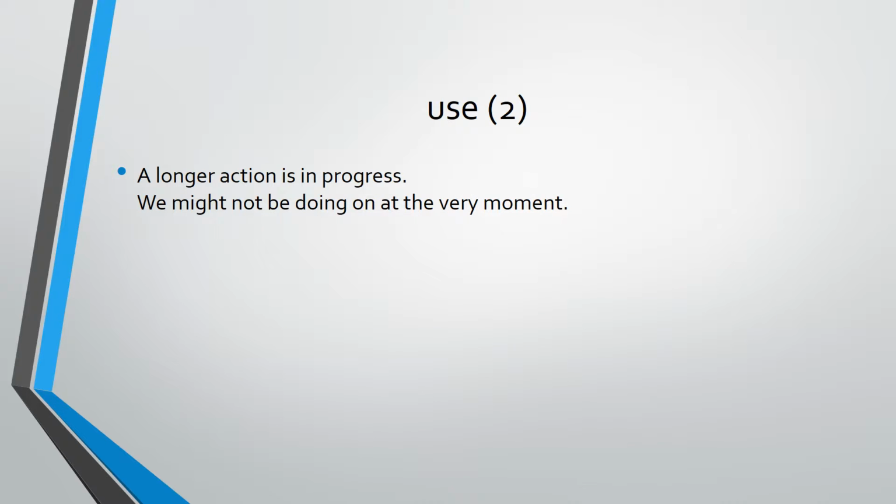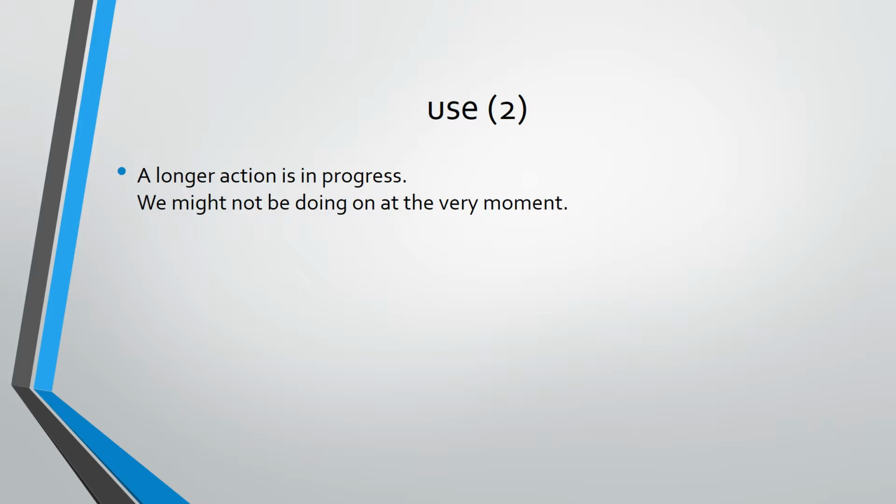We could also use the present continuous when we want to discuss a longer action that is still in progress. So that means that the action is still going on in a period of time. So that could be a month, could be even a year or multiple years, could be an hour. Doesn't matter how long the period of time is, as long as the activity is still going on. So that means that we might not be doing the activity at the very moment, but it is still going on in that period of time.